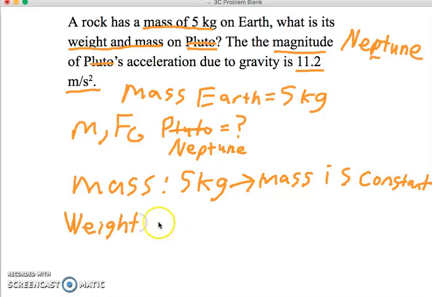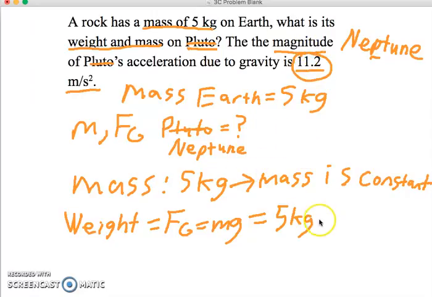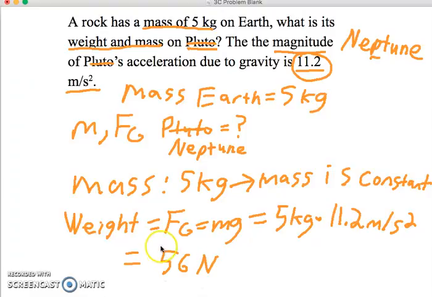So to do that, we're going to use the formula. Weight is really the force of gravity. It's mass times the acceleration due to gravity on that planet. So we know the mass is 5 kilograms. The acceleration due to gravity is given to us. On Neptune, it's a little bit different. It's not 9.8 because it's on a different planet. So it's 11.2 meters per second squared. If we do the multiplication, we're going to get 56 newtons as the weight.